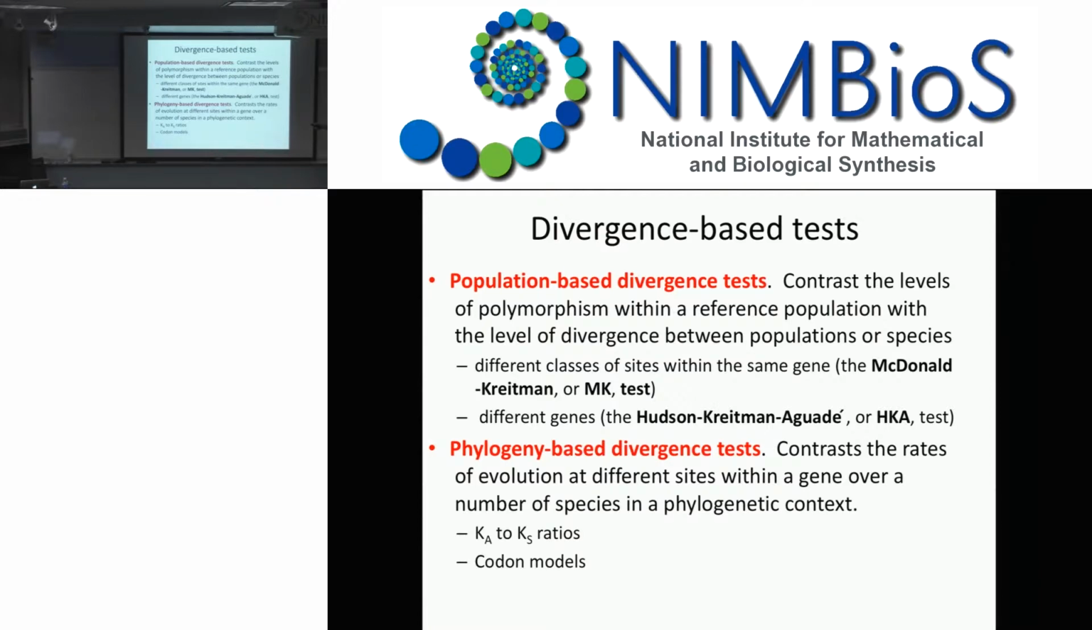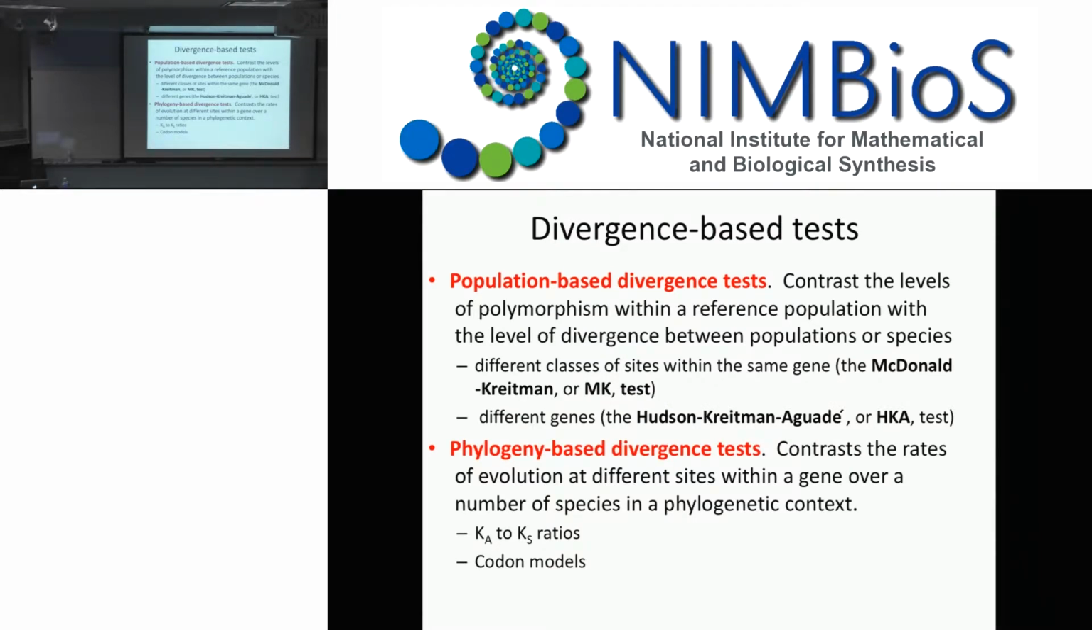I look at different classes of sites within the same gene, McDonald-Kreitman, or compare different genes. That's Hudson-Kreitman-Aguade, the HKA test. That's one type. And what we have there basically is a polymorphic sample and a divergent sample. In phylogeny-based tests, we get a signal if within that gene or sequence of interest, I get repeated adaptive substitutions. So a single substitution won't give me much of a signal. I need repeated adaptive substitutions, so I have an excess of substitutions relative to background to give a signal.